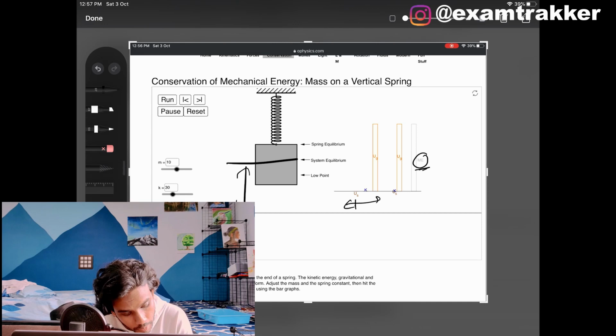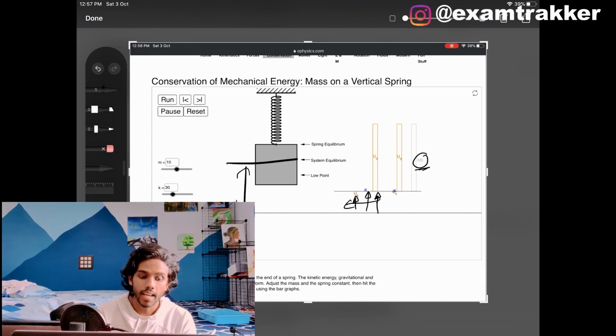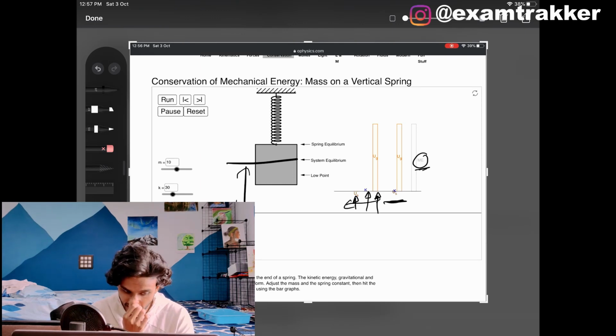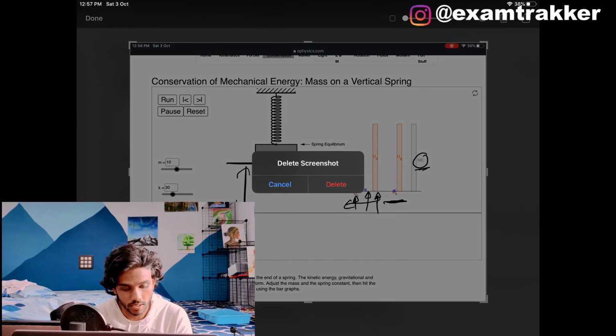Here he clearly shows the spring potential energy, the kinetic energy, and the gravitational potential energy, and here he shows them all in a single graph. This is a very interesting part. Watch this thing.